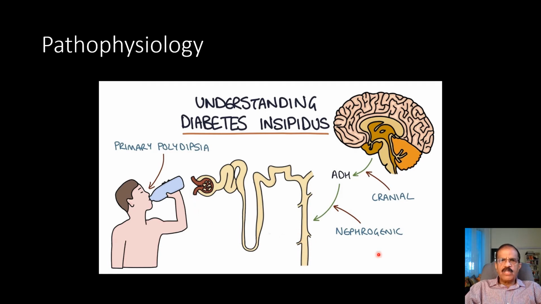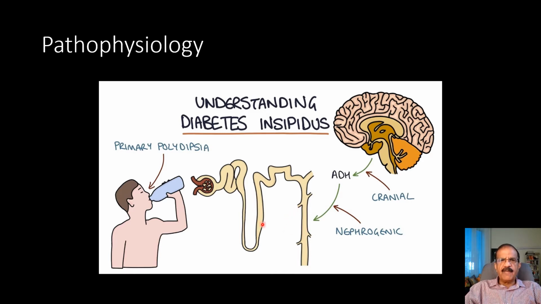The other cause is nephrogenic, when antidiuretic hormone is sufficient but there is a problem with the kidneys and the kidneys are not responding, and despite having an adequate level of ADH, water is not reabsorbed. It is usually secondary to another kidney disease or sometimes idiopathic, we will discuss shortly.